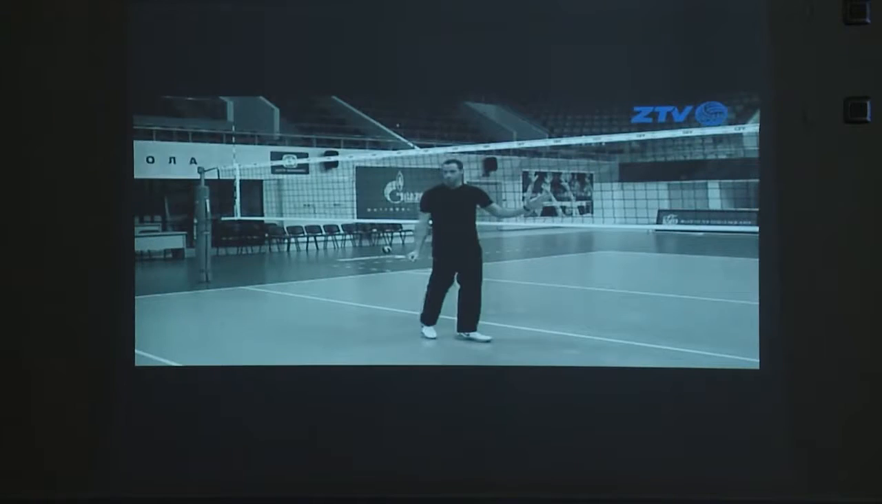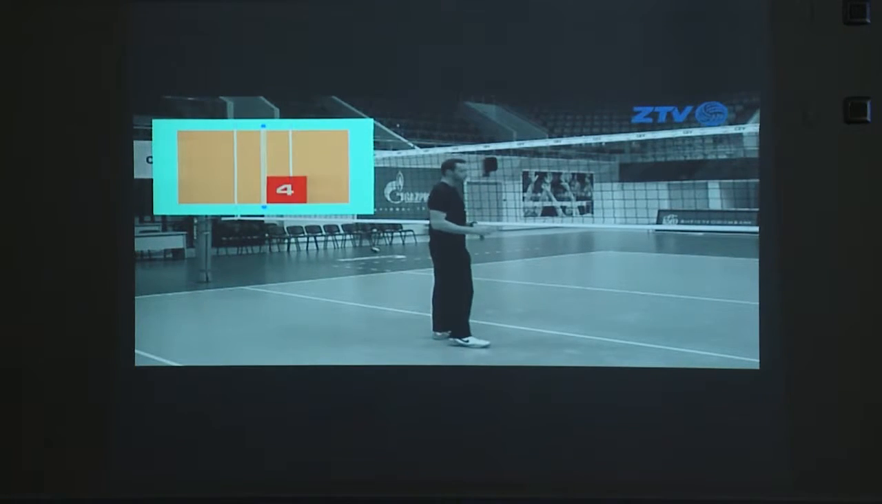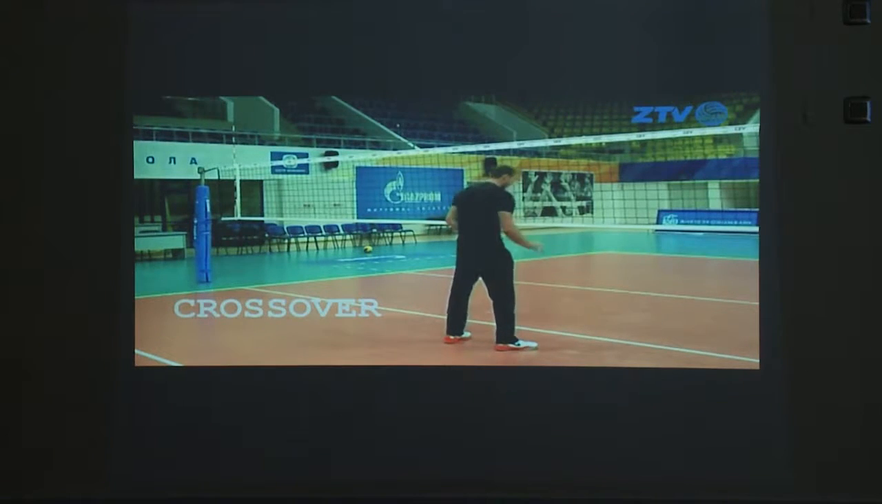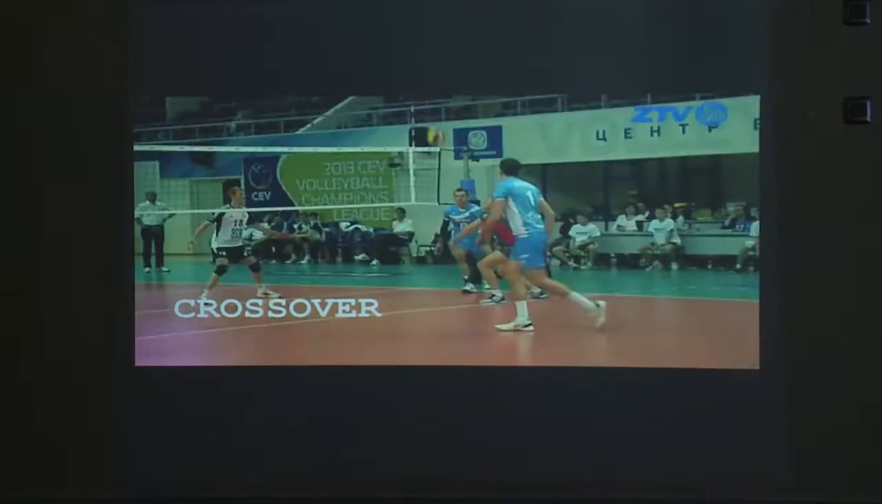If I'm blocking someone coming from position 4, I'm going to make a move called a 3-step crossover, where I start with my right foot leading. I'm going to go right, left, right, come here, jump, and over.